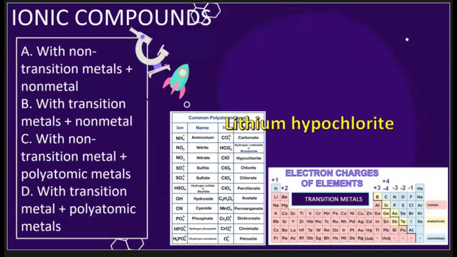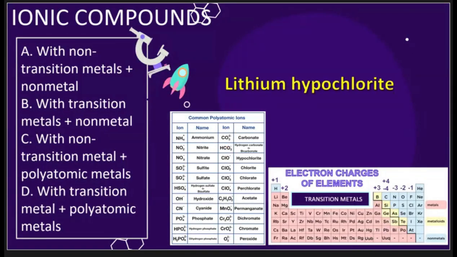Next one, we have lithium hypochlorite. So this one, lithium is a non-transition metal and hypochlorite is a polyatomic ion. So this one is an example of letter C, non-transition metal plus polyatomic ion. So we have LiClO. The charge of lithium here is positive 1 and the charge of hypochlorite, as you can see on our chart, is negative 1. So they both have 1, so it's okay to not write the charges.